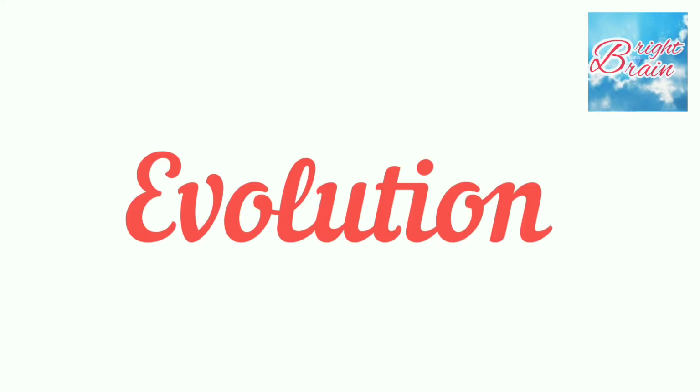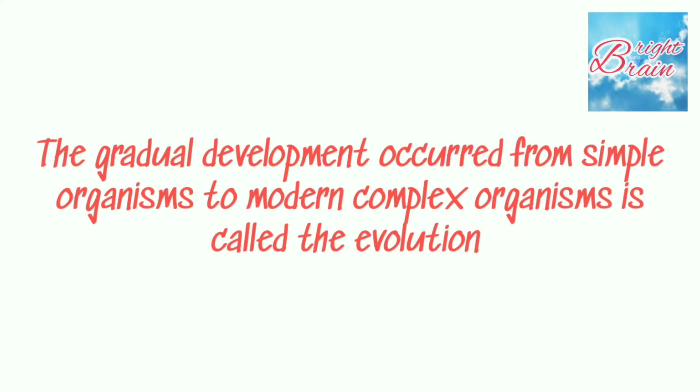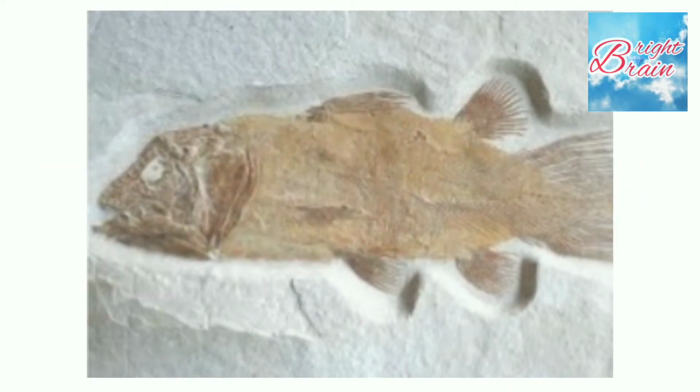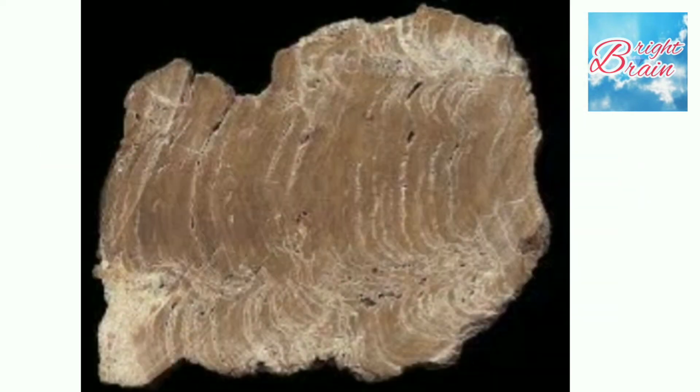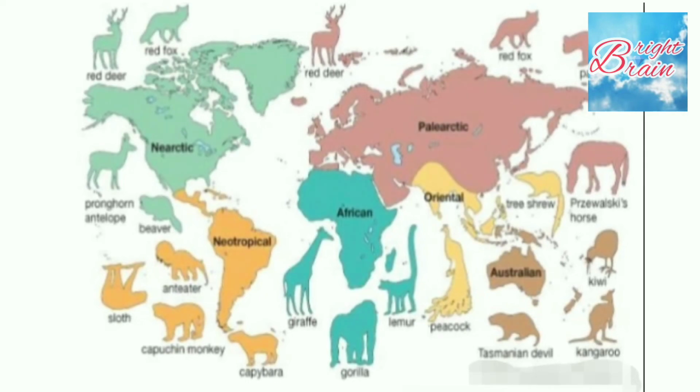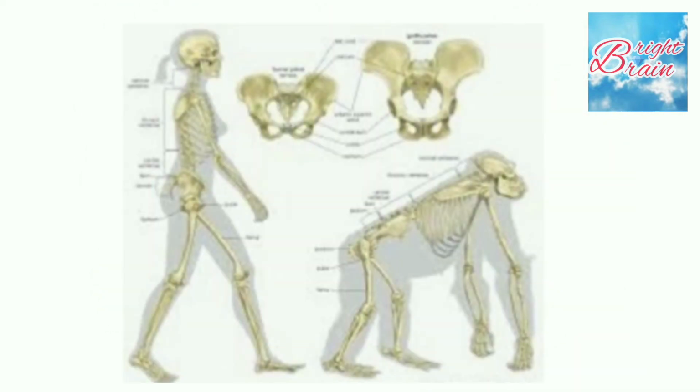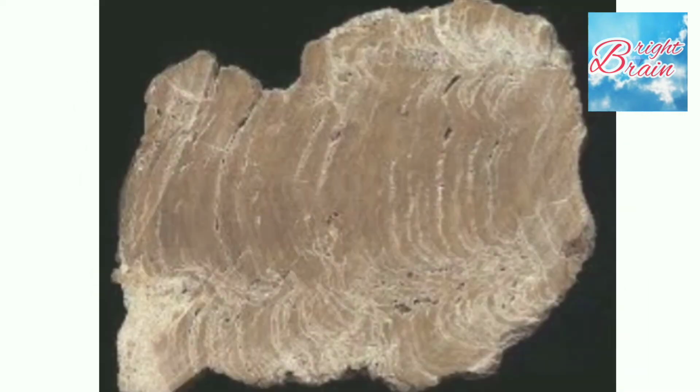Evolution. Gradual development from simple organisms to modern complex organisms is called evolution. There are various evidences to prove this, such as evidence from geographical animal distribution, the biogeography, the evidence from comparative anatomy, and the evidence from fossil study.